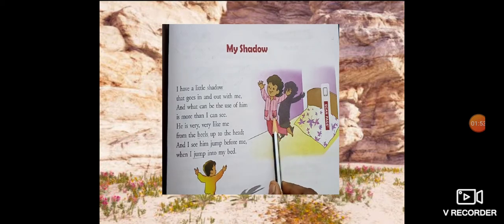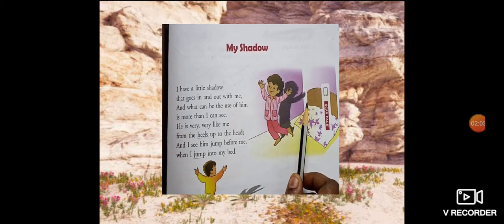Look at this. A boy. He is jumping on the bed. This is the boy and this is the shadow. Okay. We are going to learn about shadow.